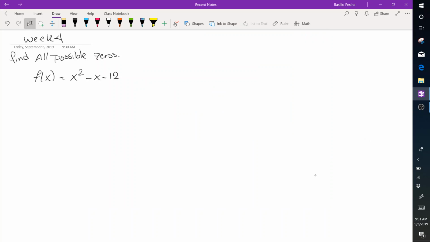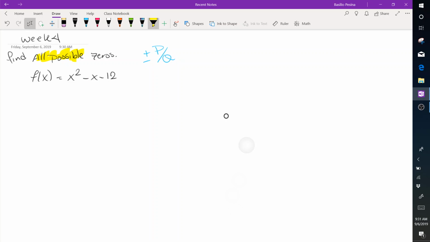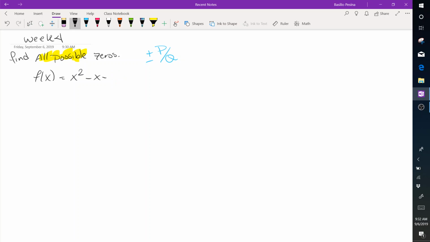Okay. For the first example, we have this polynomial, x squared minus x minus 12. We want to find all the possible zeros, meaning we're going to have to find the p and the q, the factors of p. For 12, our ending coefficient, which we see as p.